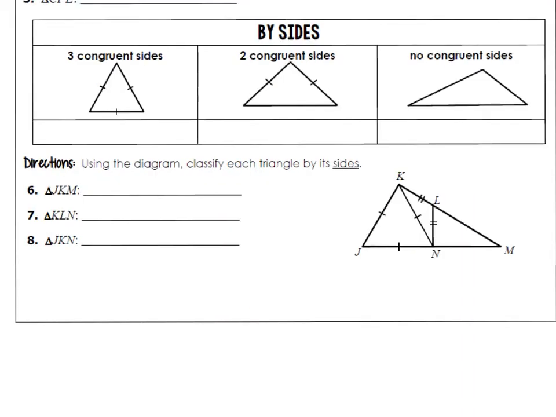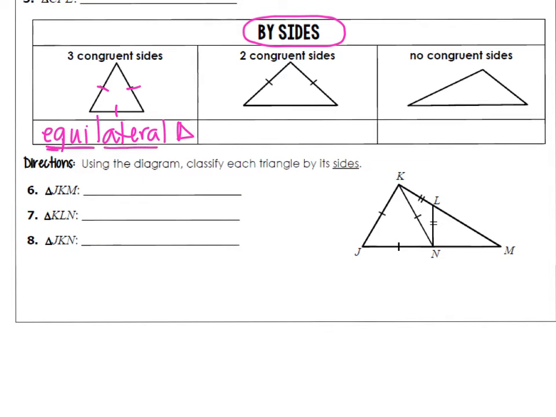Now we're going to look at naming our triangles using the lengths of their sides. When you have these hash marks on here like this, it means that all three sides are congruent, and that is going to be called an equilateral triangle. An equilateral triangle.